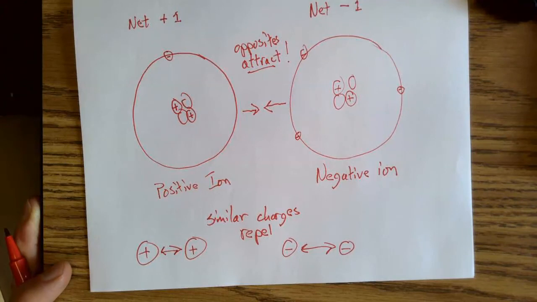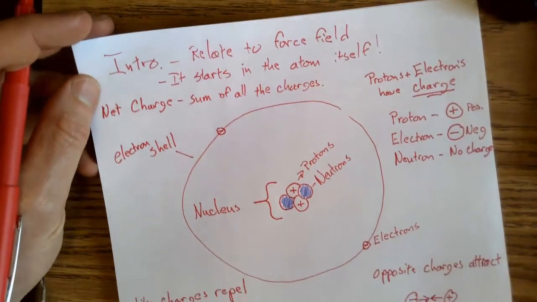And the same applies for all of the other little games that we tried, including sticking the balloon to the ceiling or having it deflect a stream of water. Opposites attract, similar charges repel. And it all starts out way back at the level of the atom itself.